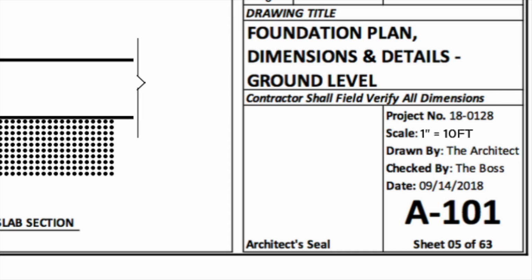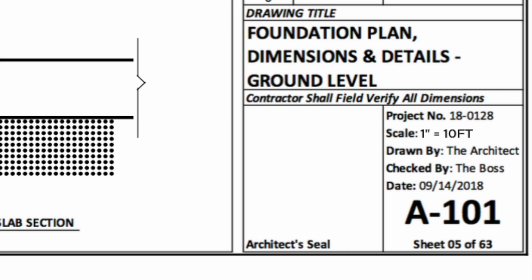18-0128. They've also noted that the scale of this drawing is 1 inch for every 10 feet. What this means for you, the one viewing the drawing, is that every inch shown on the drawing by ruler is equivalent to 10 feet of actual construction in the finished work. So if you measure one section within a drawing at 2 inches, that equates to 20 linear feet of actual construction in reality.